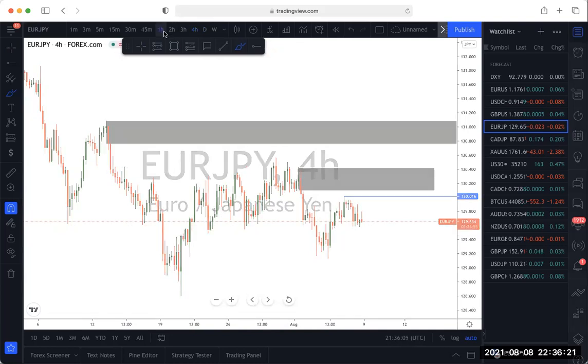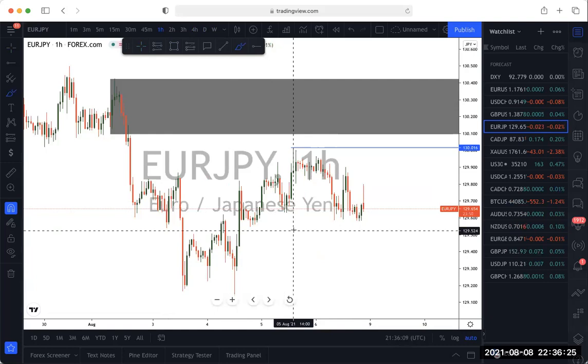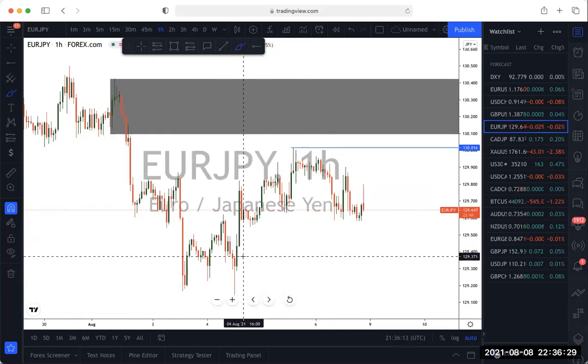Let's go to the 1-hour time frame. We can surely see a good zone for us to buy this pair. Now, this took our liquidity. This is a very good zone for us to buy this pair.